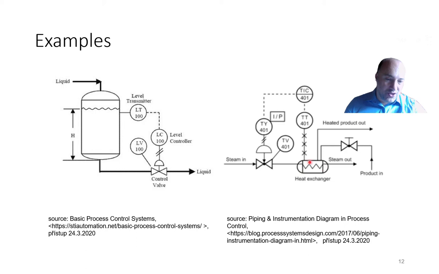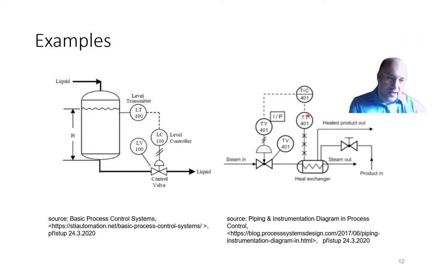And now I measure the temperature in my heat exchanger. So here I measure the temperature. T stands for temperature, and the second letter T stands for transmit. So I'm measuring the temperature and transmitting it. The number code for my circuit is 401, and we can see that all 401s here in the circuit correspond to the same circuit. We can see that here this signal is being transmitted also to a control system. So here I get the temperature, I indicate it locally, so there will be some display, and letter C means that I am using this for a control.